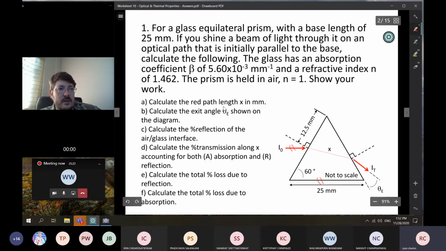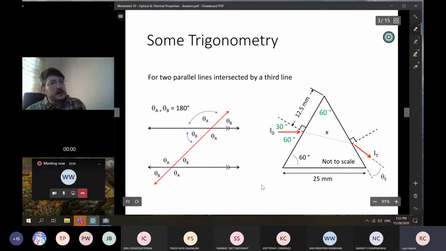Calculate the exit angle, theta sub e, shown in the diagram. So what's that angle? Calculate the percent reflection of the air-glass interface. So how much light is reflected? Calculate transmission along x, accounting for both A and R. So that's one equation right there, not two separate equations that everyone was making up. E, calculate the total percent loss due to reflection. Calculate the total percent loss due to absorption.